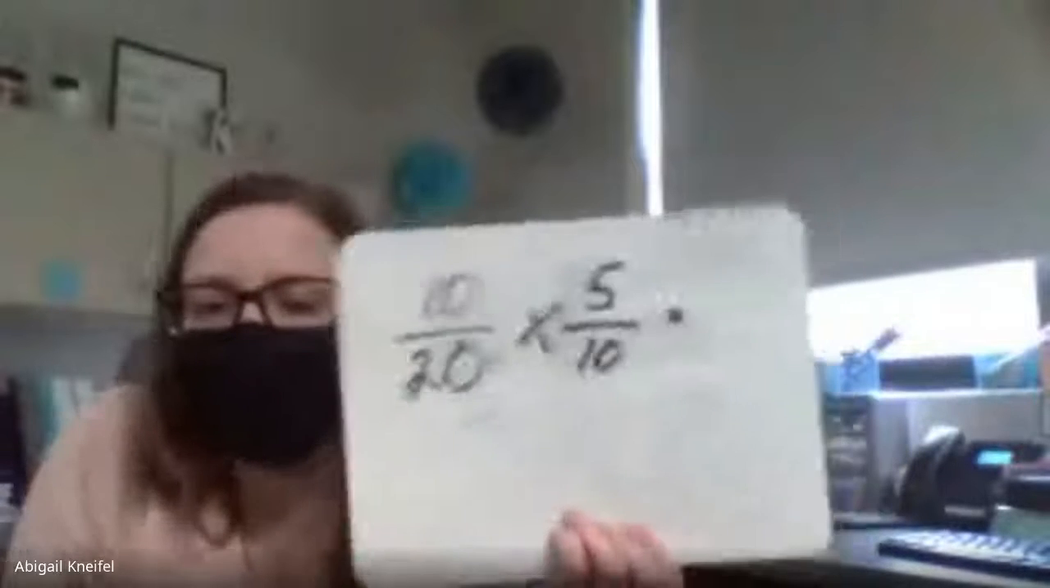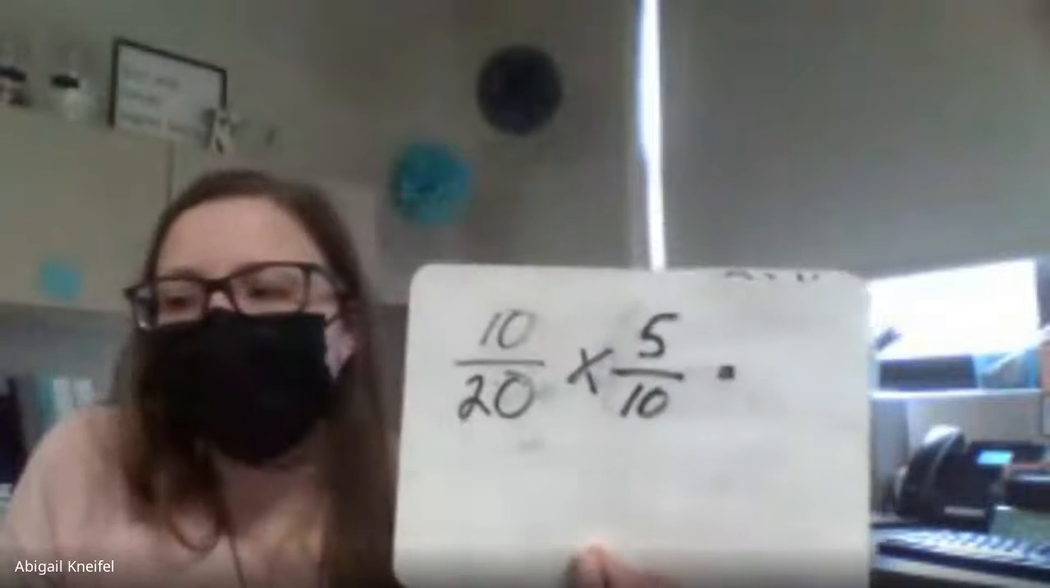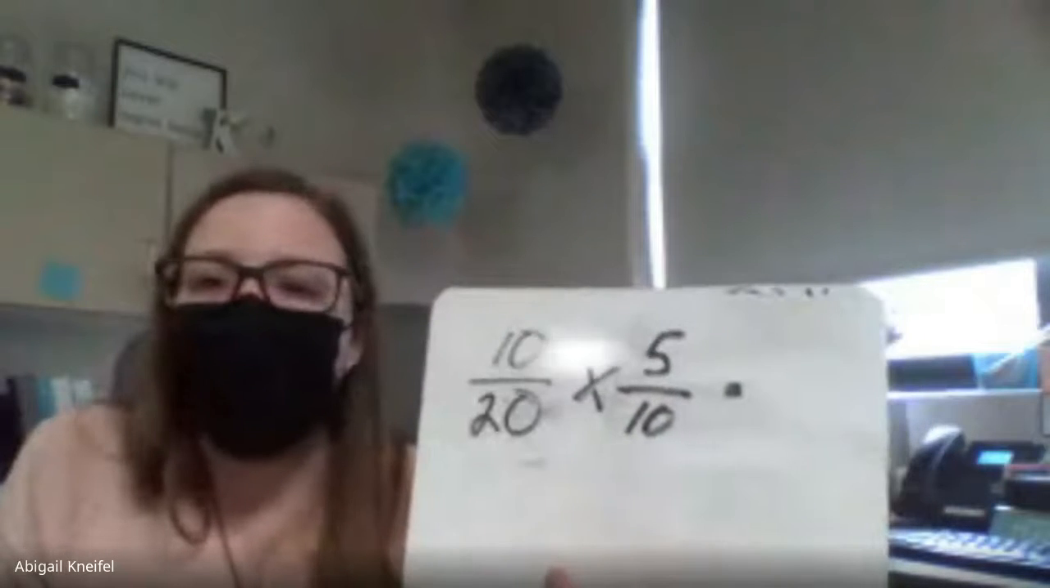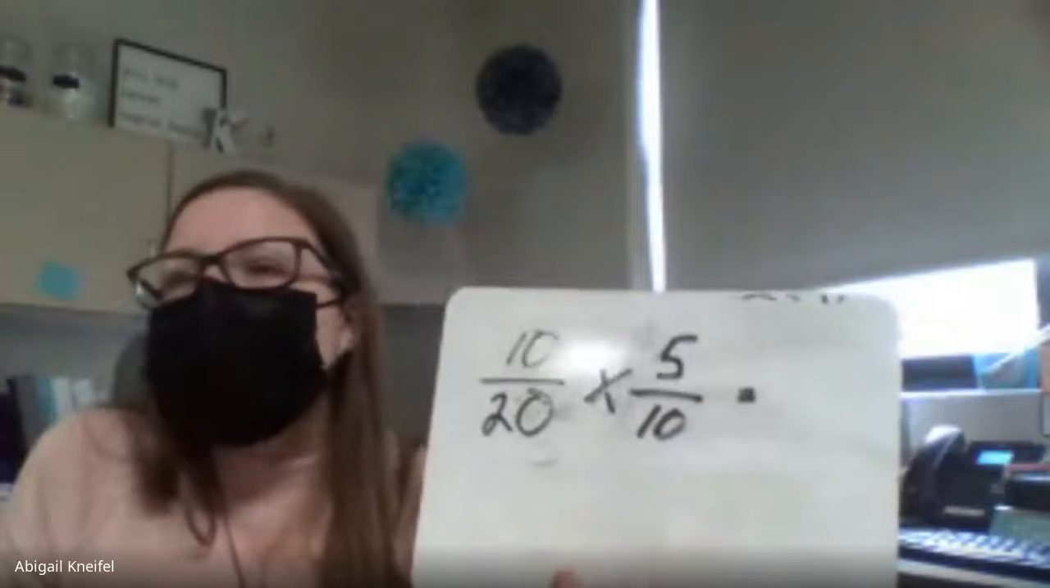All right, multiplication. We have 10 twentieths times 5 tenths. 10 twentieths times 5 tenths. If you can cross simplify, feel free to do that.